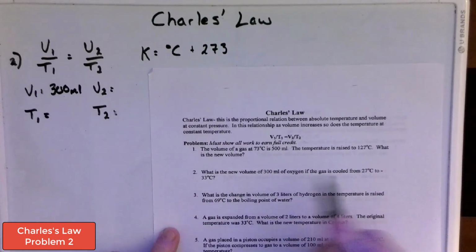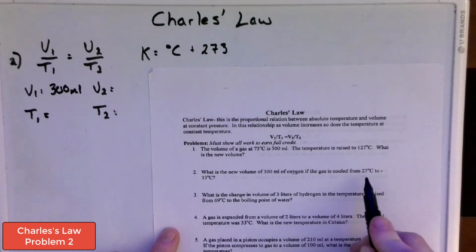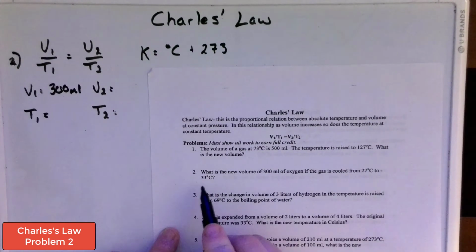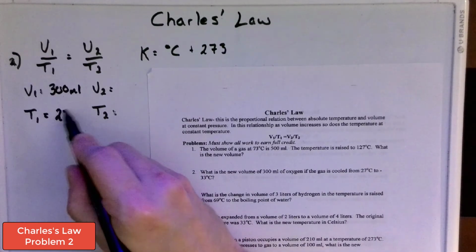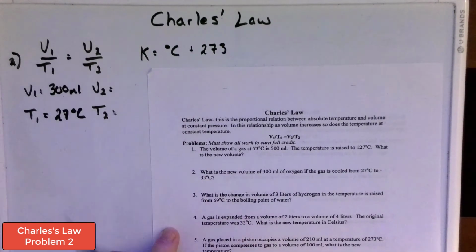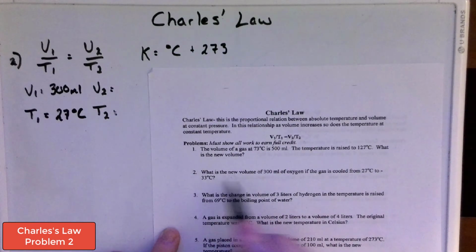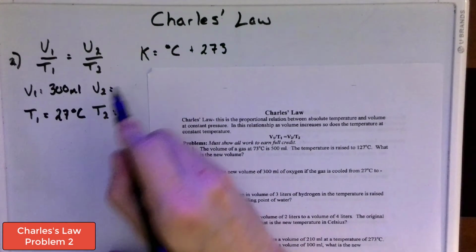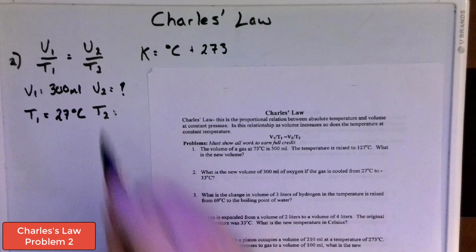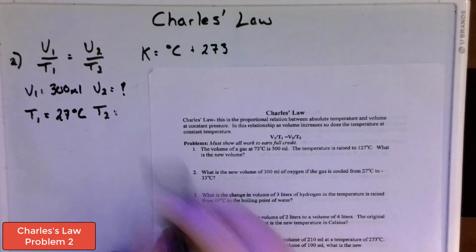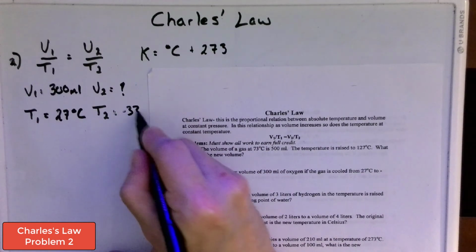And I'm also looking for the initial temperature. And reading this, it says 27 degrees Celsius to negative 33. So that sounds like 27 degrees Celsius is the initial temperature. Volume 2, well, it clearly says in the problem we're looking for a new volume. We do not know what volume 2 is. And then we look for the ending temperature, T2, and it looks like it's negative 33 degrees Celsius.